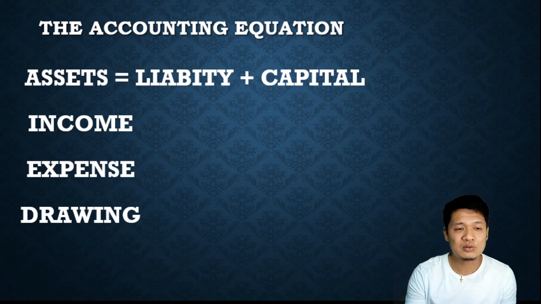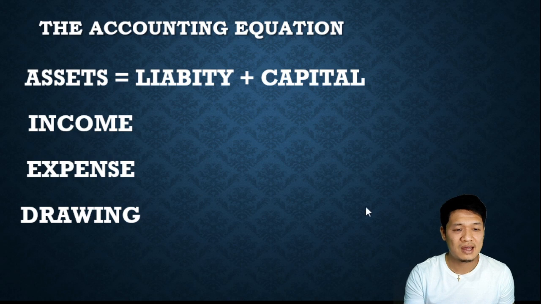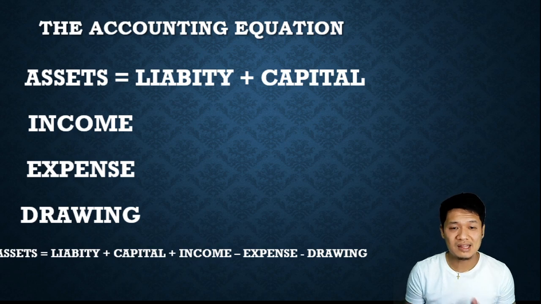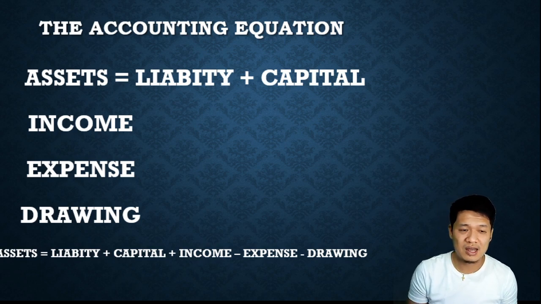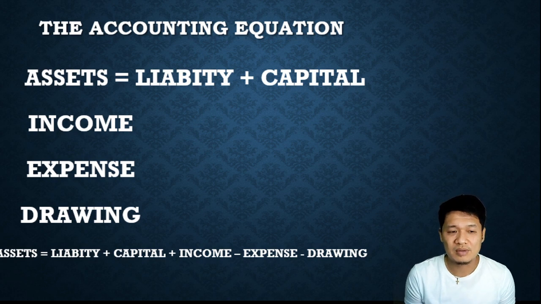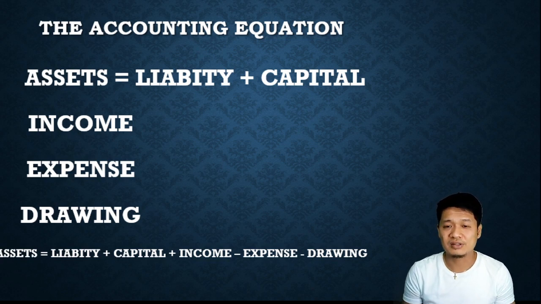Adding these three to our existing accounting equation, ito yung mangyayari sa ating accounting equation ngayon. We have asset is equal to liability plus capital plus income, kasi nadagdagan yung capital natin pag nagkaroon tayo ng income, no? So, deduction or negative expense and negative drawing kasi nababawasan yung capital natin dyan. So this time, nagkaroon tayo ng tinatawag natin na extended accounting equation.